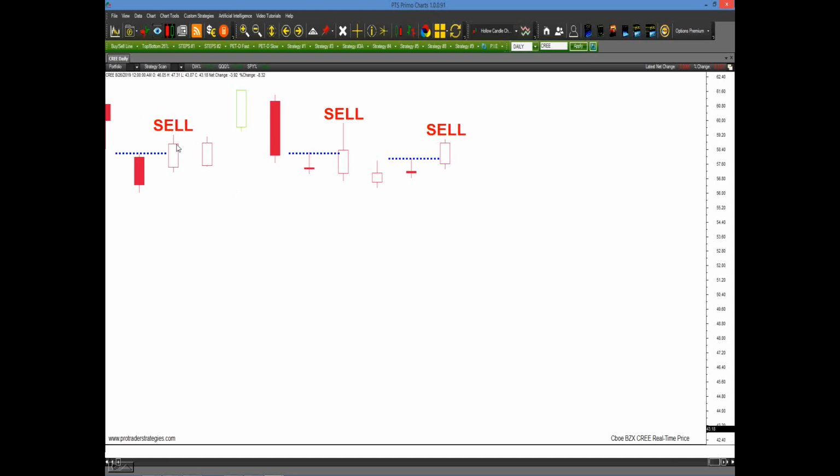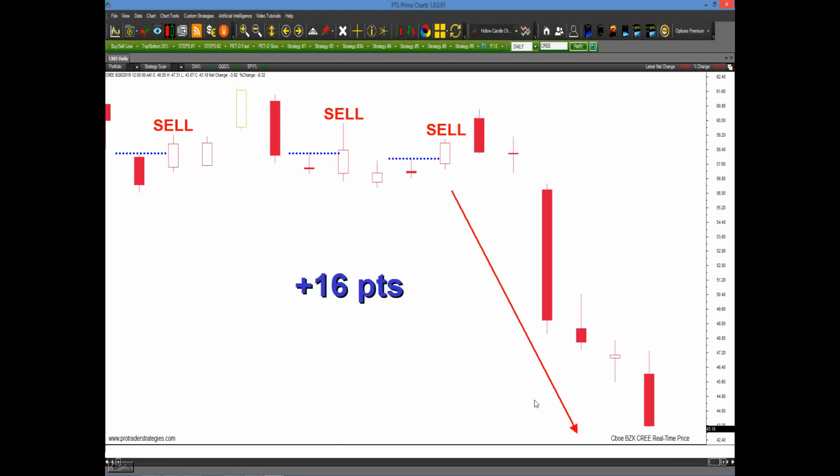So you had one generated that produced a loss, but you have 2 more where nothing much is happening. And look at that. It finally kicked in. So sometimes it takes a little bit of time for this technique to kick in. All right? But do you think you could have made back what you lost in the initial trade if you potentially could have captured 16 points? I think the answer is yes.